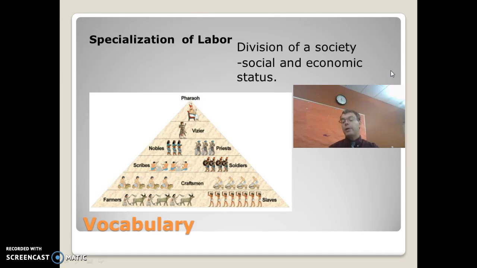All right, specialization of labor. This is basically a division of society where you start dividing different jobs. This would be ancient Egypt, for example, where we see, yes, there were some people who were slaves who had to do the agricultural work and were forced to do it. There were farmers. There were craftsmen who built things who had a different job. Soldiers whose full-time job was to be a soldier. Scribes who were the writers.